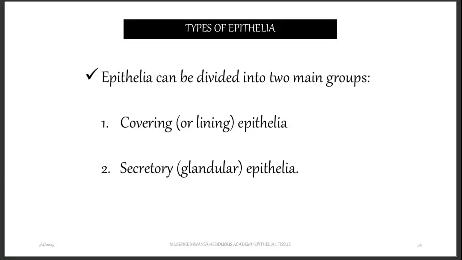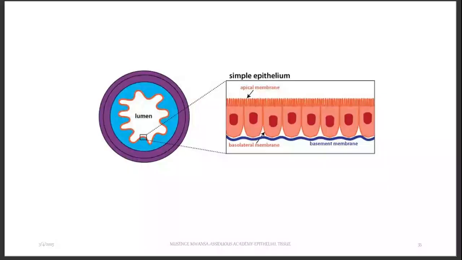Now when it comes to the epithelium, you have got the covering epithelium, found on the skin and in the GIT, and then you have got secretory epithelium, which is the epithelium that is found in glands.